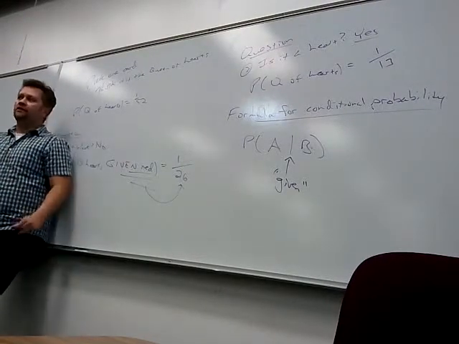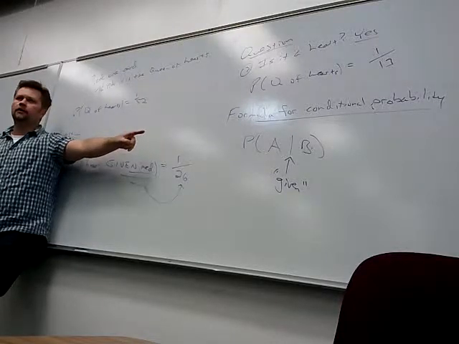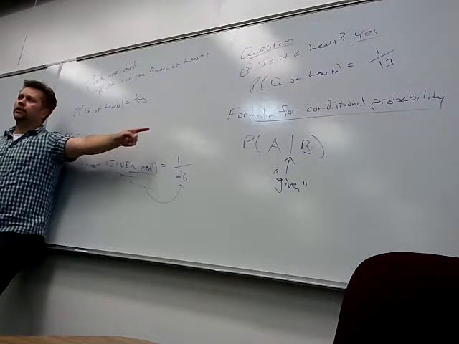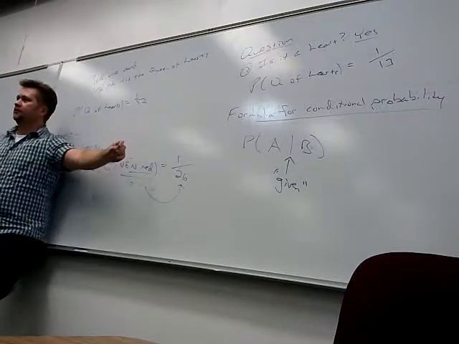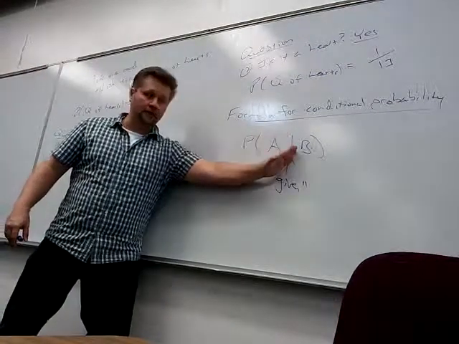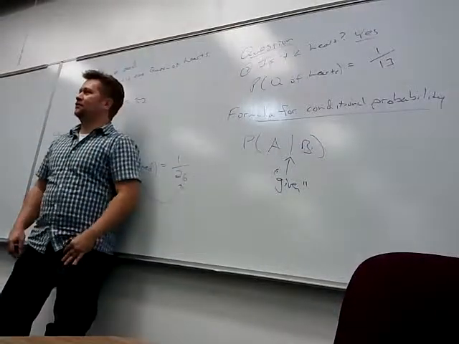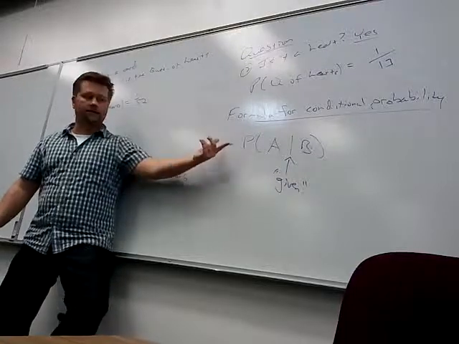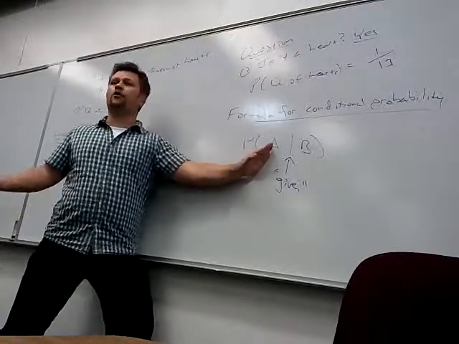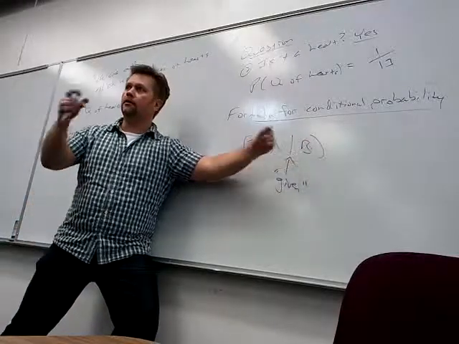So tell me, what event do I know happened in this case? Which event, A or B, do I know happened? Read it. Probability of A given B. So which one happened? B. Yeah, I kind of led you there. But that's how you read it. That's how you read this in English. What's the probability of A? I have no idea what the probability of A is. Given that B happened, okay, cool, B happened.